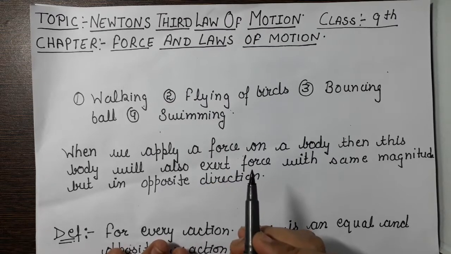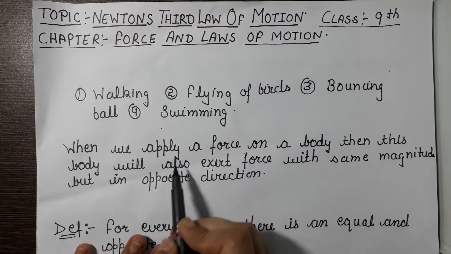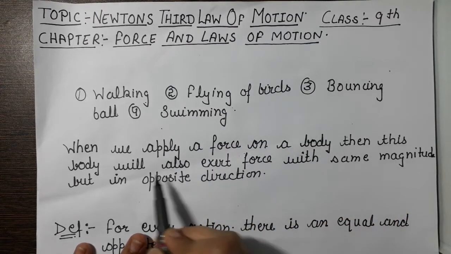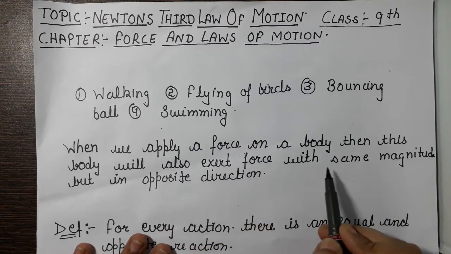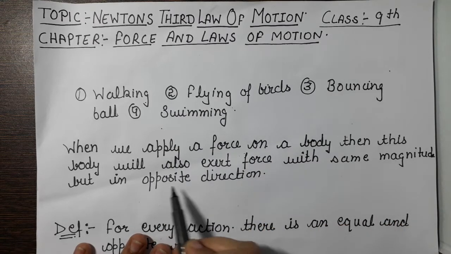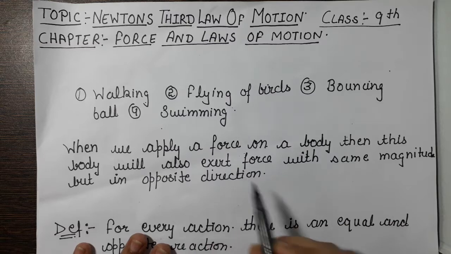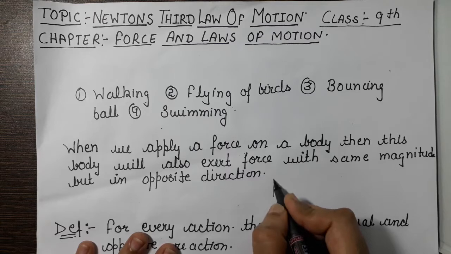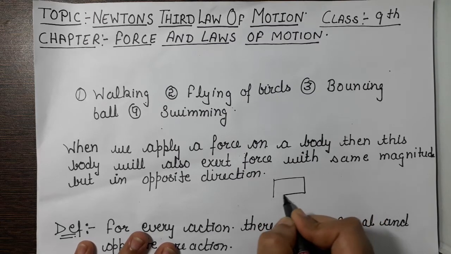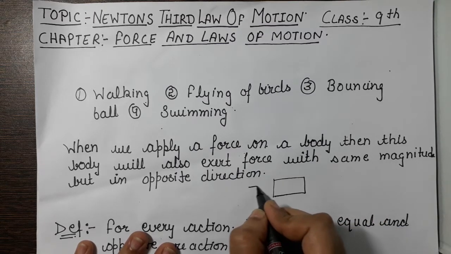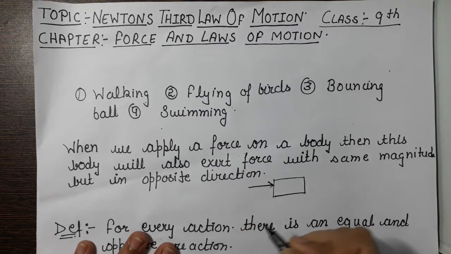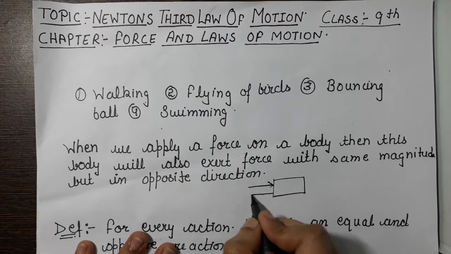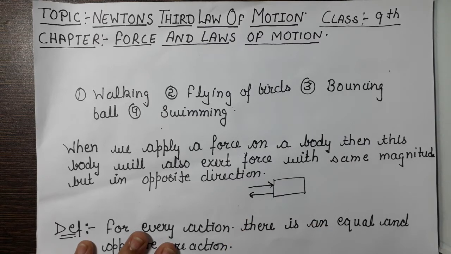So Sir Isaac Newton tells us that when we apply a force on a body, then this body will also exert a force with the same magnitude but in the opposite direction. Let us demonstrate this statement. For example, let us say we have a surface here, and we are applying force to this surface. Then this surface will also apply the same force on us, but the direction will be opposite.